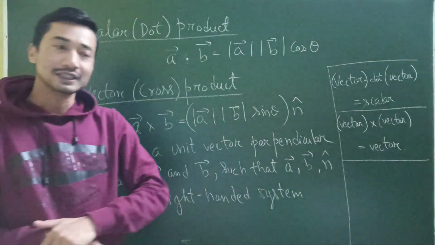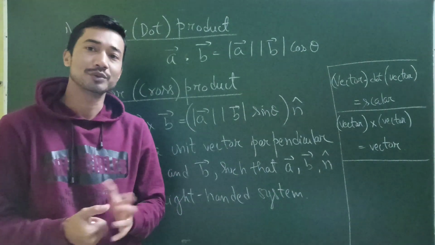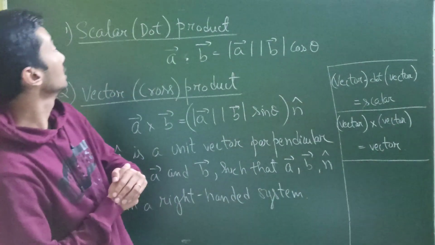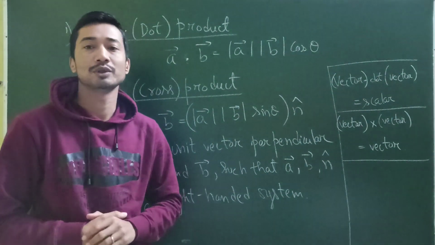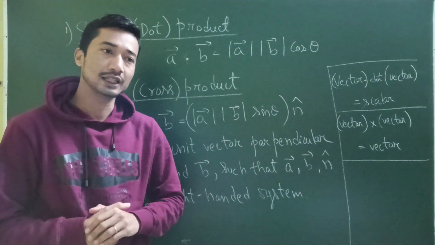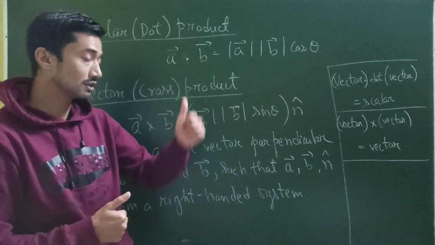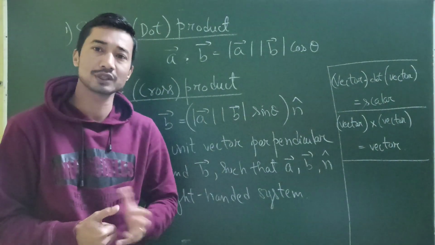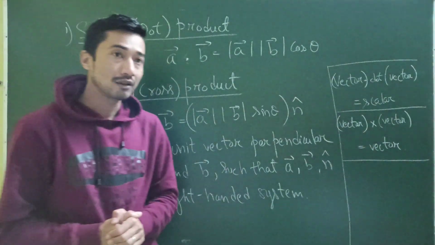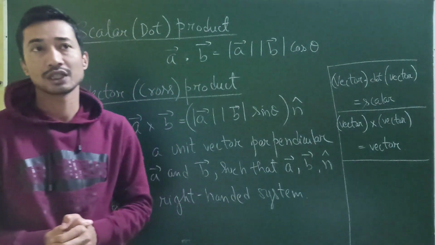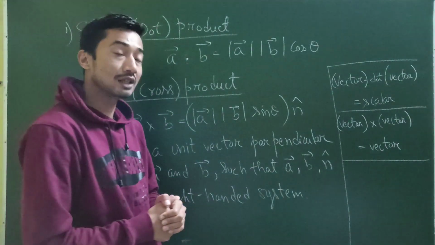Okay, if you remember in the last class, in the last video we discussed the scalar dot product of two vectors. So today in this video we will be discussing very briefly again the vector cross product of two vectors, some of their properties, and how to find the area of a parallelogram using the vector cross product, the area of a triangle, and the area of quadrilaterals.